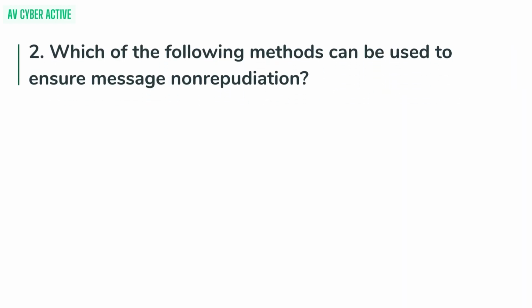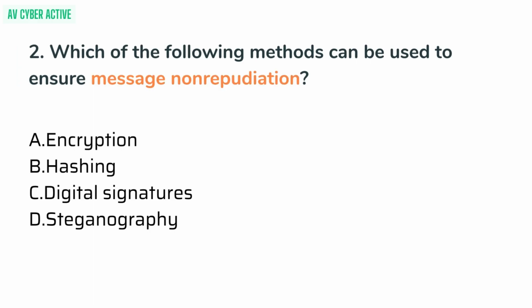2. Which of the following methods can be used to ensure message non-repudiation? A. Encryption. B. Hashing. C. Digital signatures. D. Steganography. C is correct.